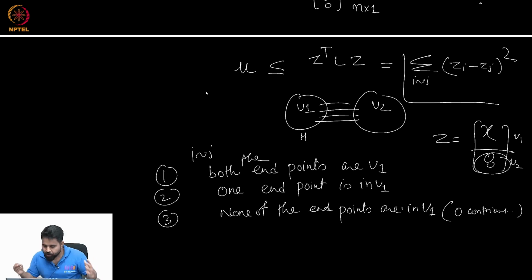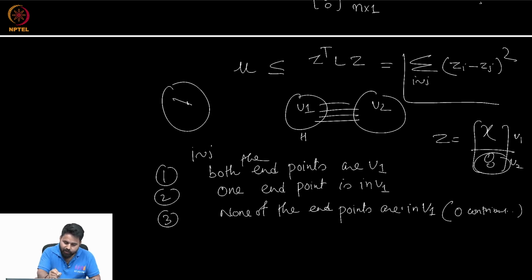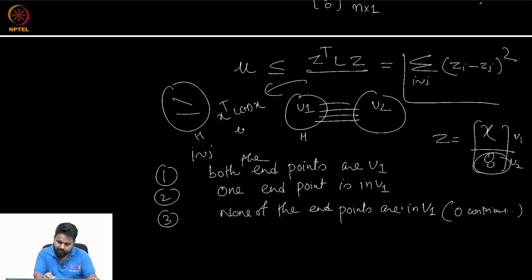And what will be the contribution from the first case? If both endpoints are in v1, that means both endpoints are in H. If this is H and both endpoints are in it, then the contribution is nothing but x transpose L of H times x, which will be nothing but mu dash. Very good.